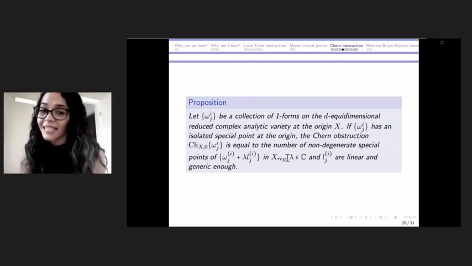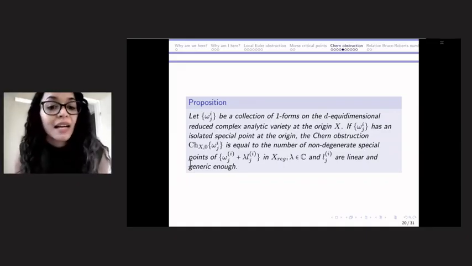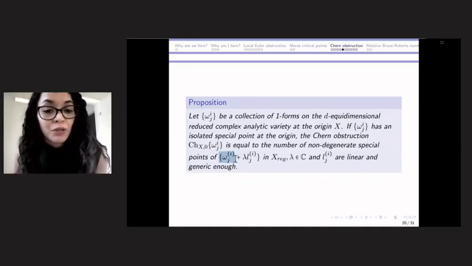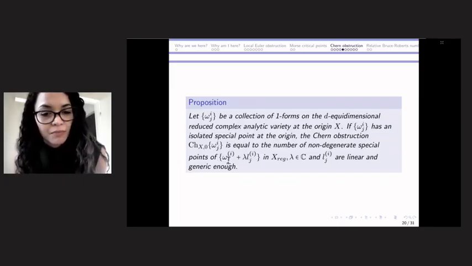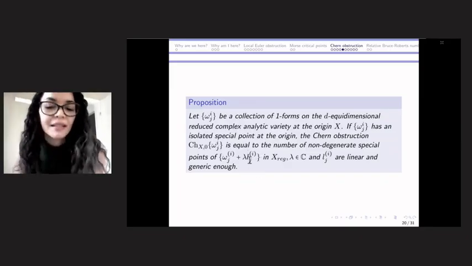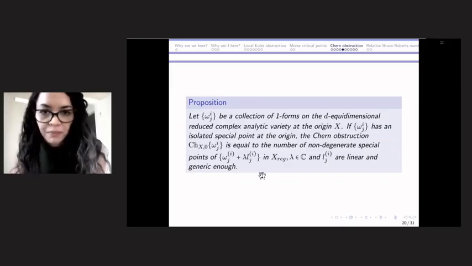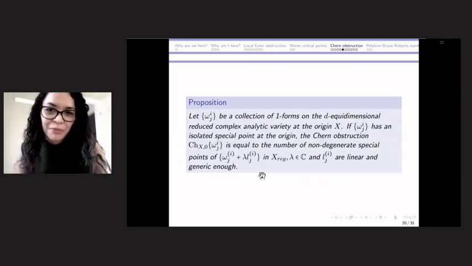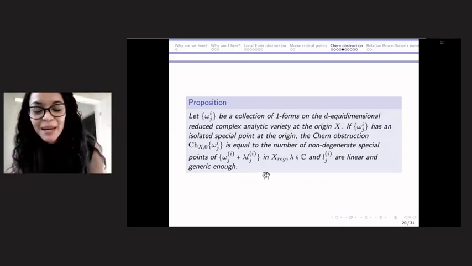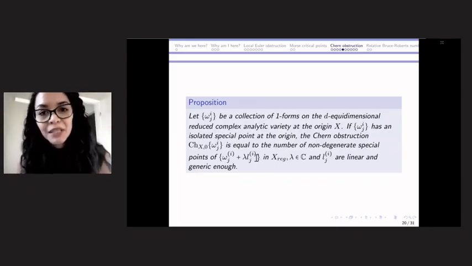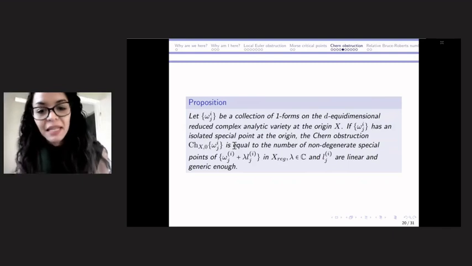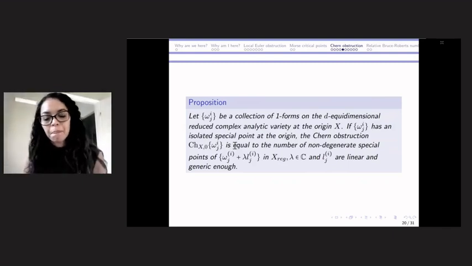And the thing is that Hellen and Guzenzade showed that a suitable deformation is like this. You sum your form with a generic linear function, or form, right? And they proved that the Chern obstruction counts the number of non-degenerate special points in the regular part of the variety.